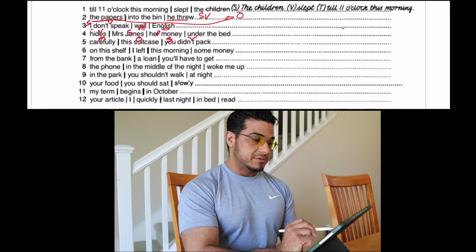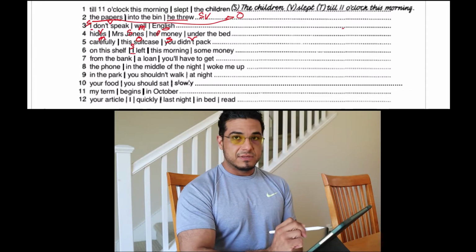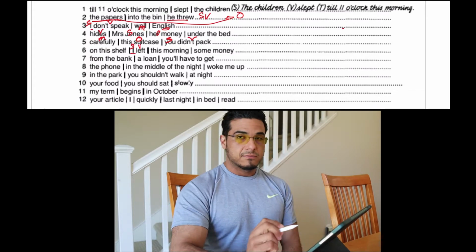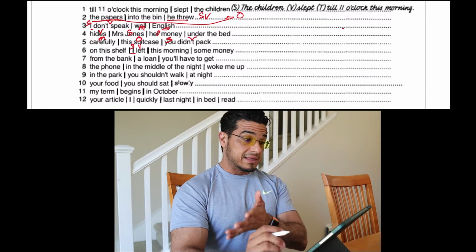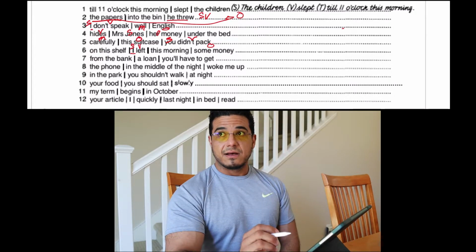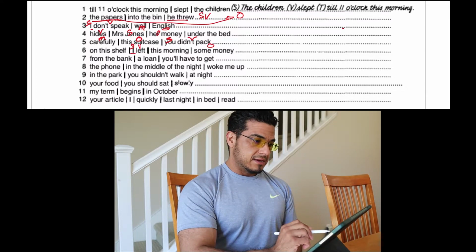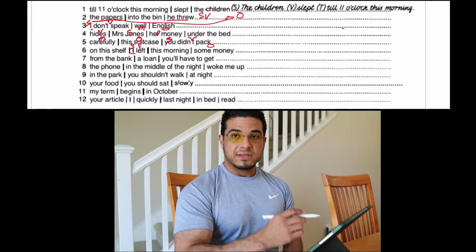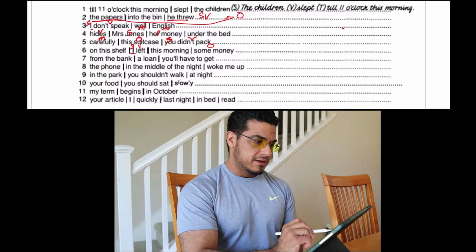Here we have our subject, I. Well, what did the subject do? Well, they left, which is our verb. Well, what was that thing that they left, or left behind in this case? Well, they left some money. That'll be your object.